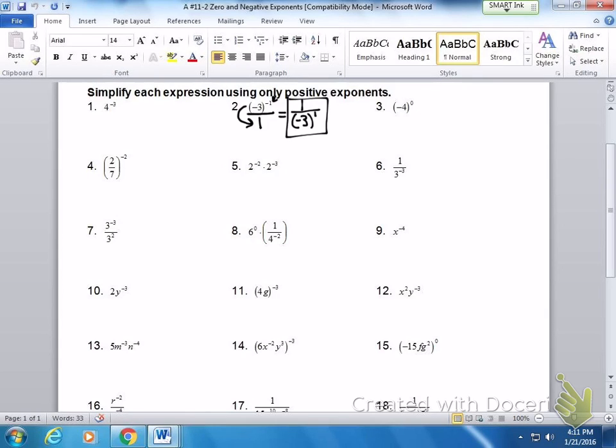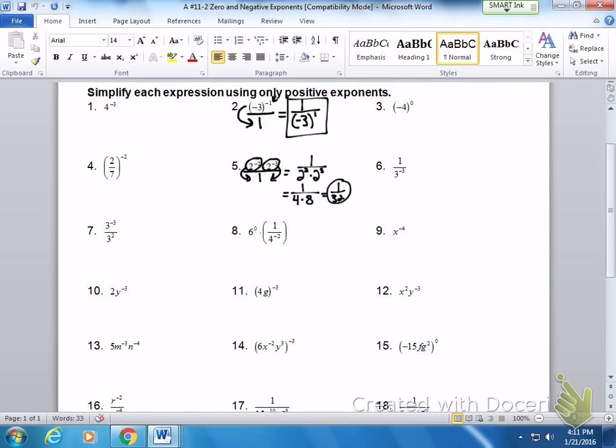Number 5's giving some people some trouble, but again, remember, that's a numerator. I have two values with negative exponents. I'm going to move them down to the denominator. So now I have 1 over 2 squared times 2 to the third. Now I can clean that up. 2 squared is 4, 2 cubed is 8, which is 1 over 32. So fix numbers with exponents if you can.